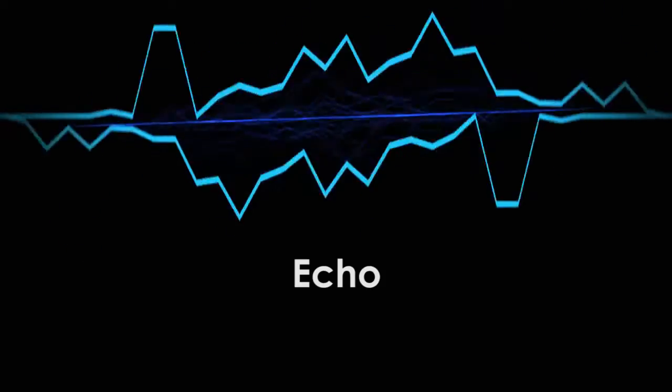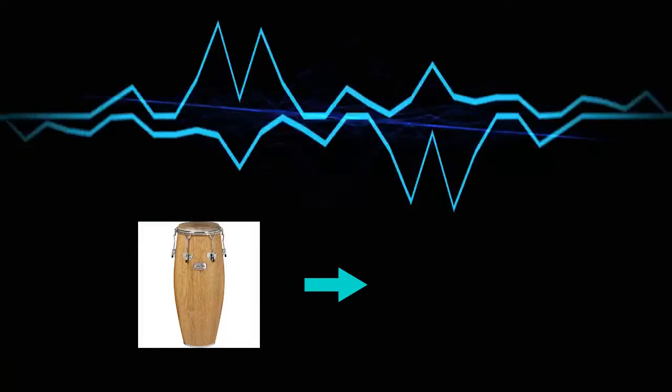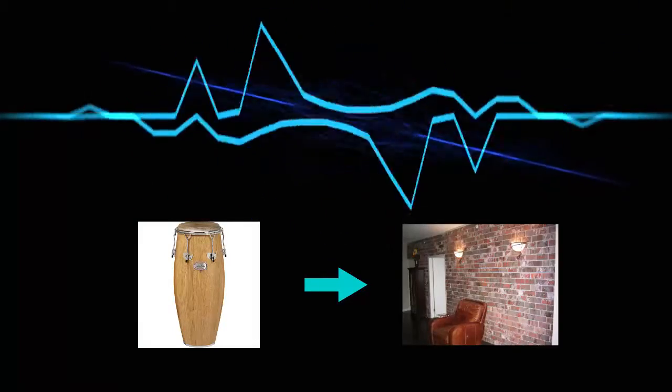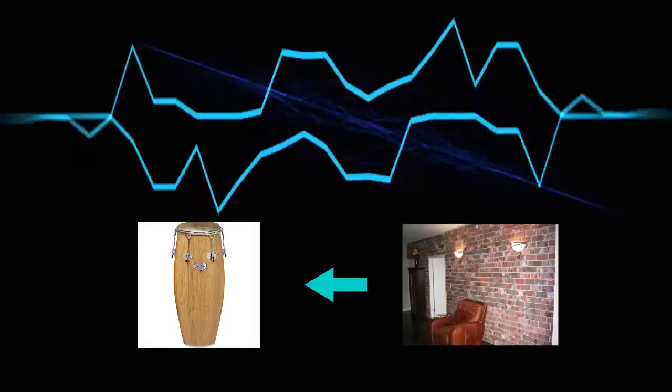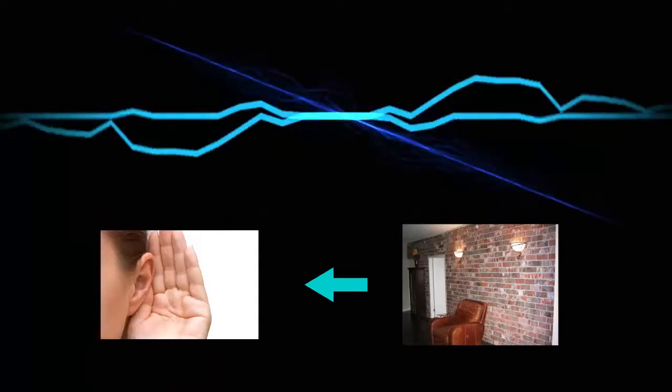That's an echo. An echo is what happens when a direct sound hits a hard surface, like a wall or a faraway building. The sound bounces off the object and travels back to our ears, which we hear as an echo. But what if you wanted to have an echo in your music?